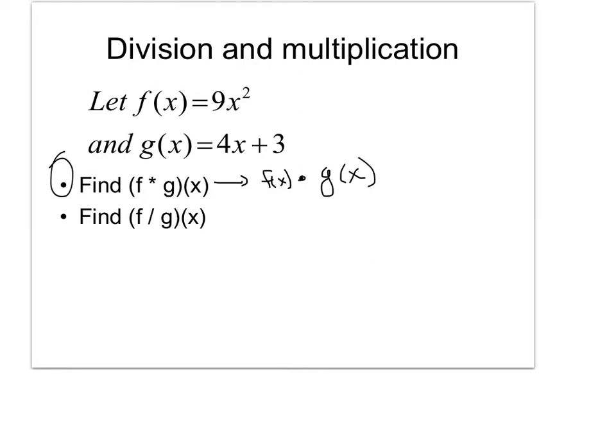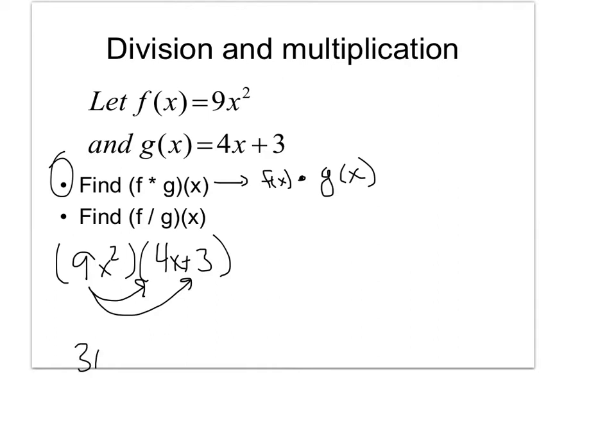So for multiplication, all we're doing is we're taking the 9x squared, and I put everything in parentheses because that's going to tell me that I need to distribute if there's any extra terms. And I just distribute. 9 times 4 is 36. X squared times x is x cubed. And then that 9x squared times 3 is going to be 27x squared.